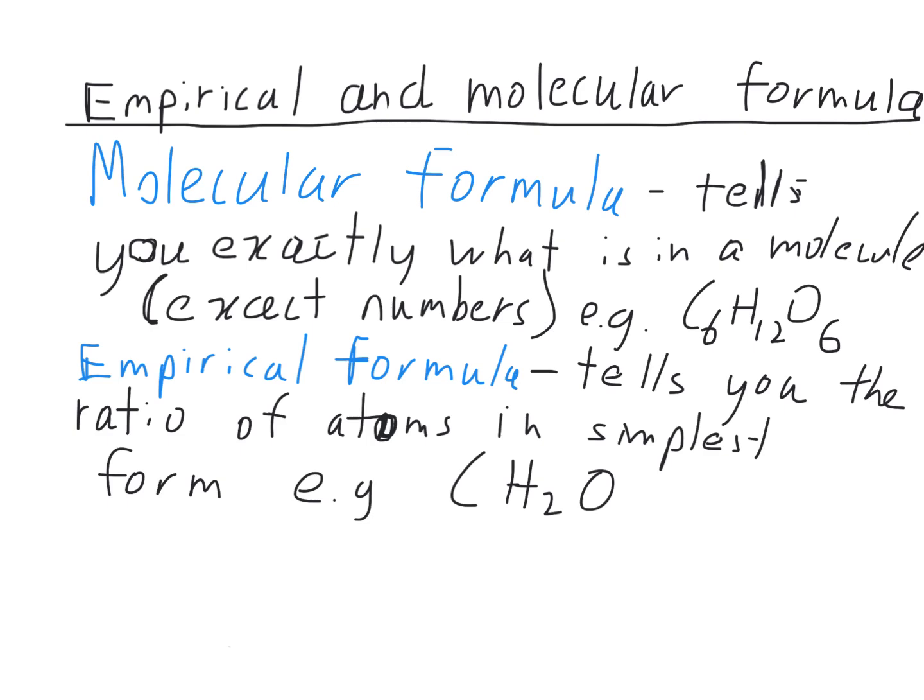Sometimes the empirical formula and the molecular formula of a substance are exactly the same. An example of this is CO2. Its empirical formula tells you you've got 1 carbon to every 2 oxygens, but if you look at its molecular formula, the formula will be the same. 1 carbon and 2 oxygens, that's what's in the entire molecule.